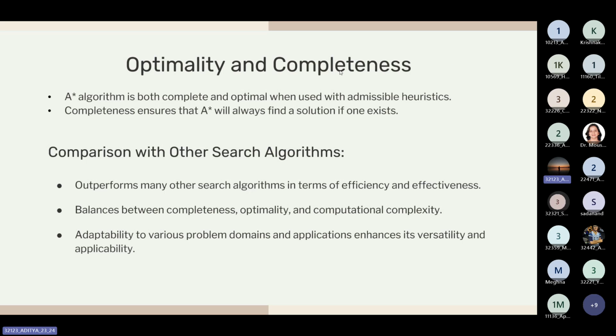Comparison with other search algorithms: the A-star algorithm outperforms many other search algorithms because it is more efficient and it uses less memory space to find the optimal solutions. If we compare it to breadth first search, which also gives us the optimal path, it requires more memory and also requires more time to calculate the route from point A to point B. The A-star algorithm balances between completeness, optimality, and computational complexity.